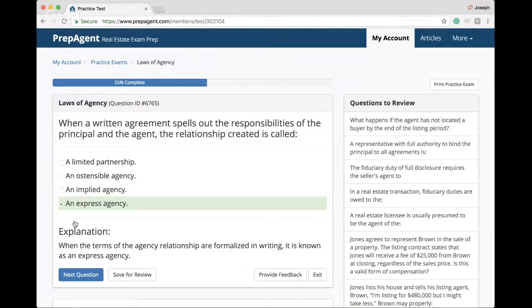Oh, good. Okay, when the agreement spells out the responsibilities of the principal and the agent, it's created an express agency. An ostensible and implied agency is more an agency created by your actions. It's implied by what you're doing. Okay, but when it's written out, it's an express agency. The implied agency is one where I'm acting for you and you're okay with it. Like if I put a for sale sign in your front yard and you're okay with it, then I'm your agent, even though we haven't written anything out.